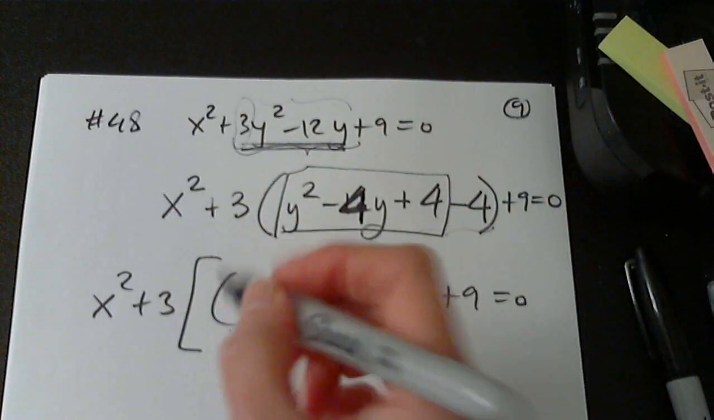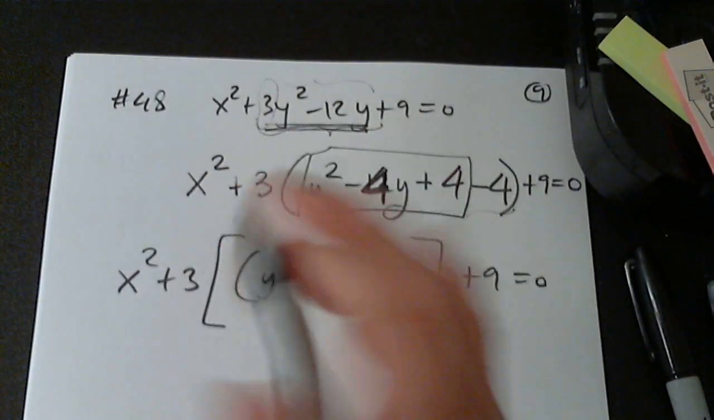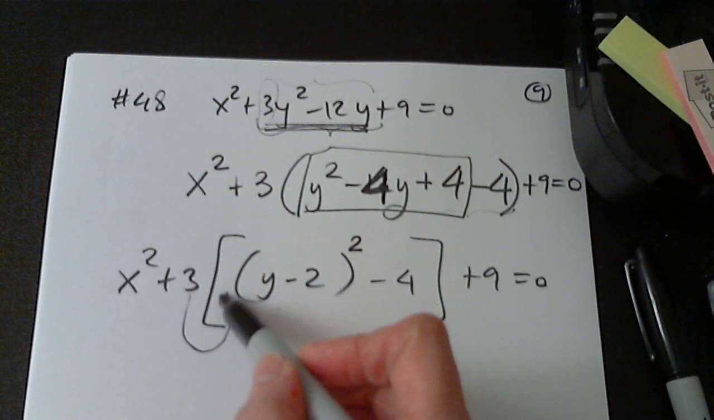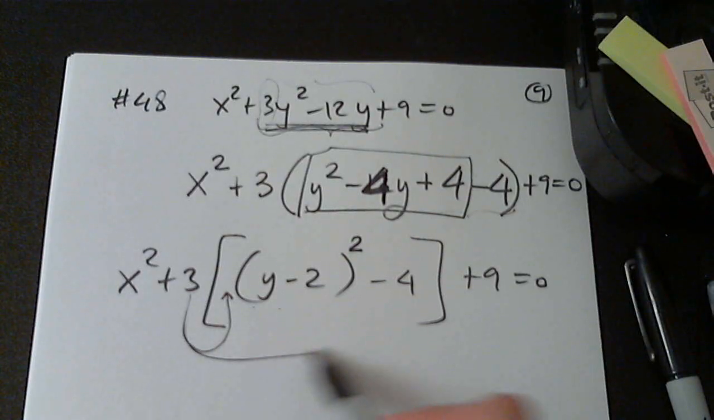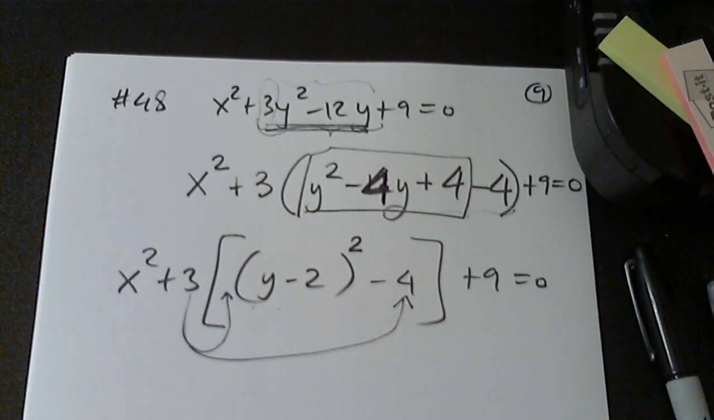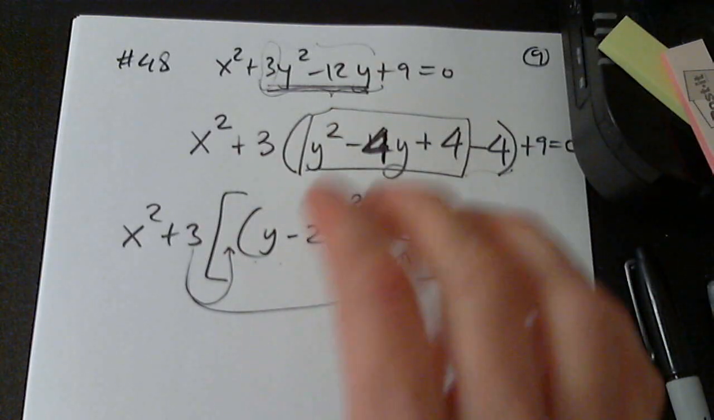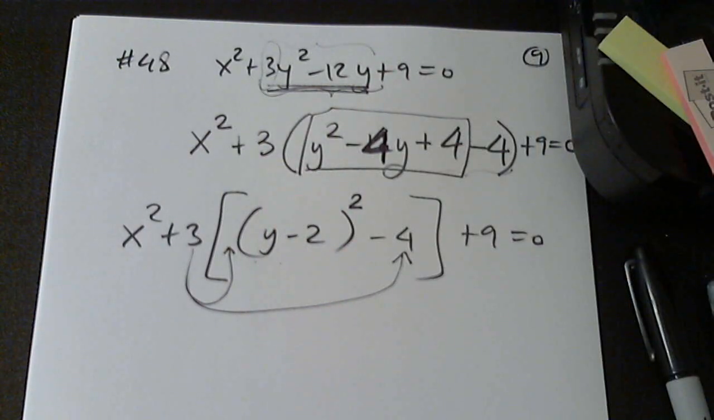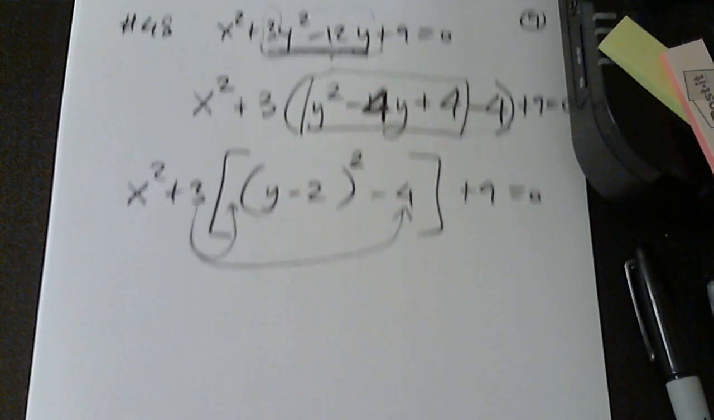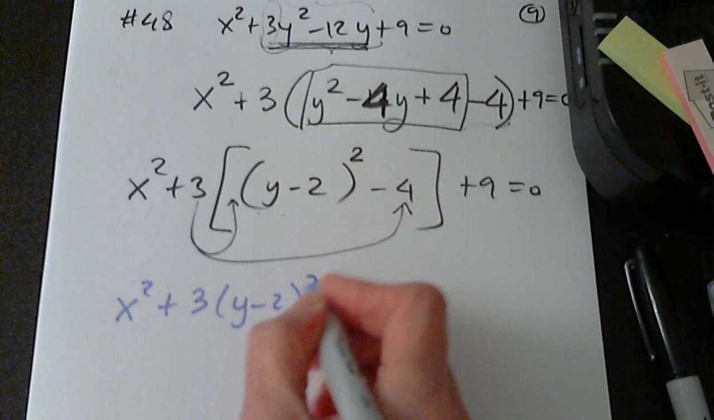y minus 2. Very good. Thank you very much. Indeed. Now careful. We are distributing 3 here. Note, do not touch that. And we are distributing 3 here. That's what I was saying. Make sure that you're adding and subtracting inside parentheses here because of the leading coefficient. So then we have x squared plus 3y minus 2 squared.